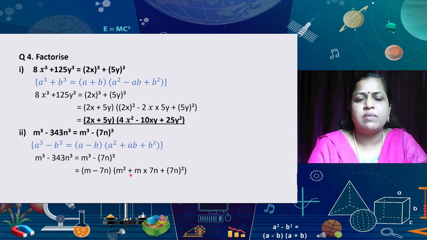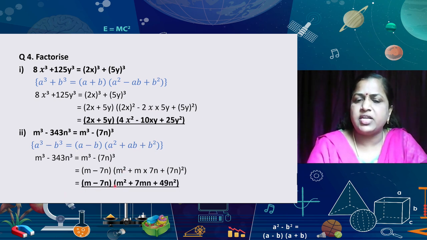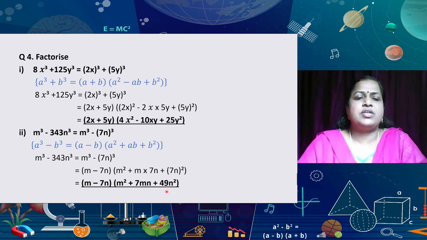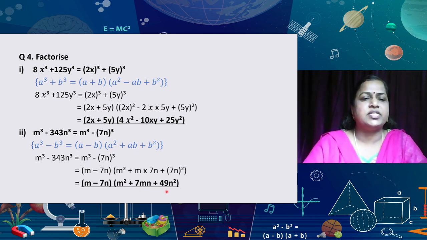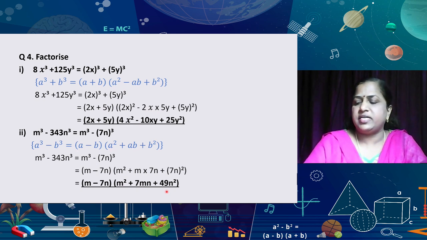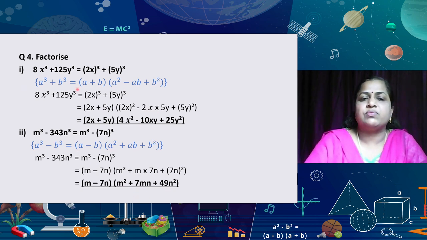That is m square plus m into 7n plus 7n the whole square. So by solving we get m minus 7n into m square plus 7mn plus 49n square. So any question of this form we can factorize. A cube plus b cube or a cube minus b cube is given, we can use these identities. A cube plus b cube is equal to a plus b into a square minus ab plus b square. And a cube minus b cube equal to a minus b into a square plus ab plus b square.